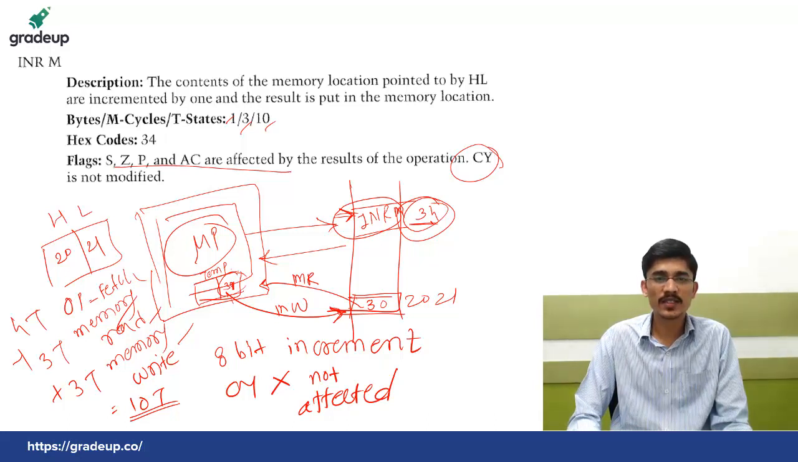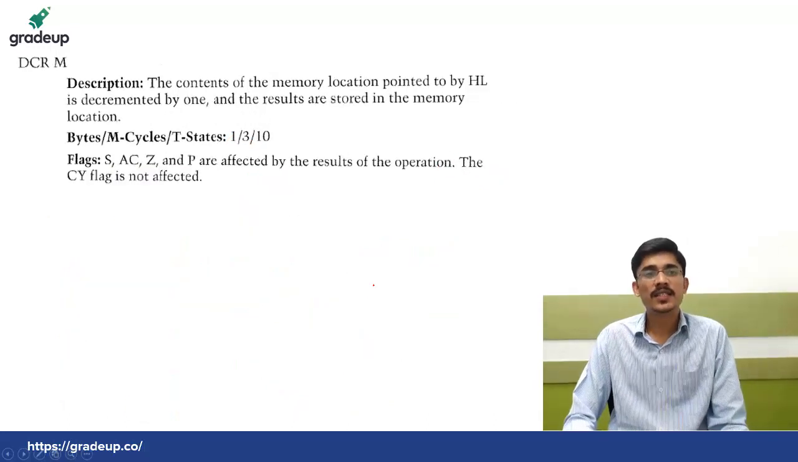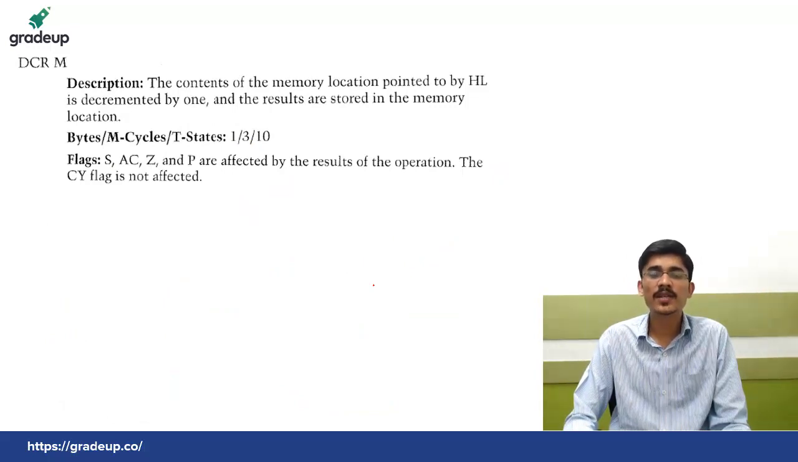Let's move to the next instruction, which is DCR M. This happens the same as INR M, just the opposite of addition, subtraction will happen. So I don't have to explain the instruction once again. The contents of the memory location pointed by the HL pair will be decremented by 1, and the result will be stored back to the memory location. It is a 1 byte instruction, and it will require opcode fetch, memory read, decrement, and memory write. So it will require 10 T states, and similarly the carry flag will not be affected. I hope you are all clear till this instruction.